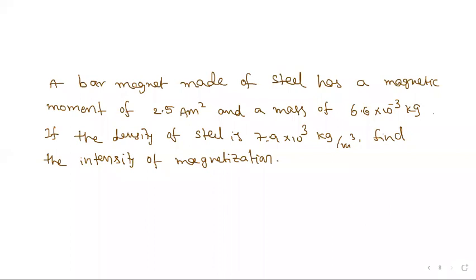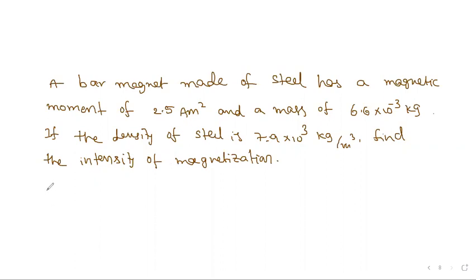A bar magnet made of steel has a magnetic moment of 2.5 ampere meter square and a mass of 6.6 into 10 power minus 3 kg. If the density of steel is 7.9 into 10 cube kg per meter cube, find the intensity of magnetization.